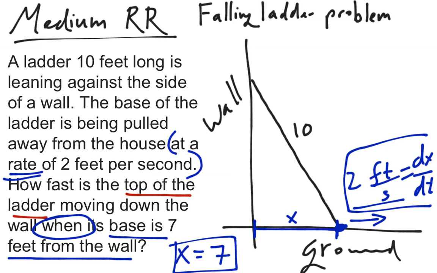If you plug in 7 right away, that's going to be wrong. So you have to wait. Wait, it's going to be okay. I got you. All right. So we have x equals 7 at some time. That's going to be after we take the derivative.